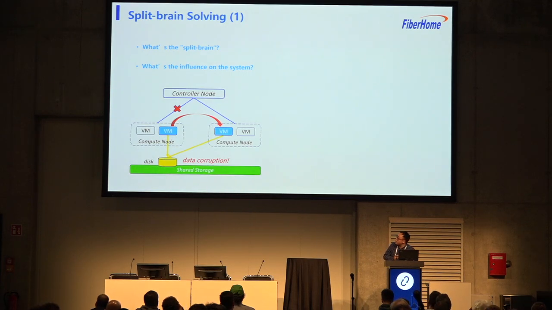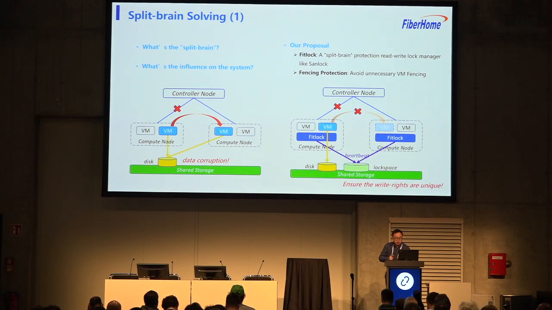So if it rushes to trigger the VM evacuation at that time, it causes VMs with the same disk mounted to be running on both hosts. And therefore, VM concurrence with the same disk may cause irreversible data corruption. That's unacceptable. So to solve this problem, we've implemented a read and write lock manager called FitLock. In addition, to avoid invalid VM fencing actions, we also achieved a set of fencing protection mechanisms in the HA stack.